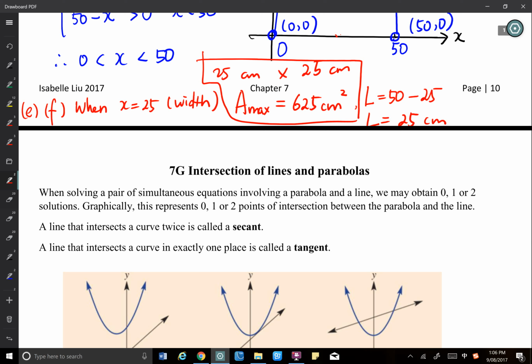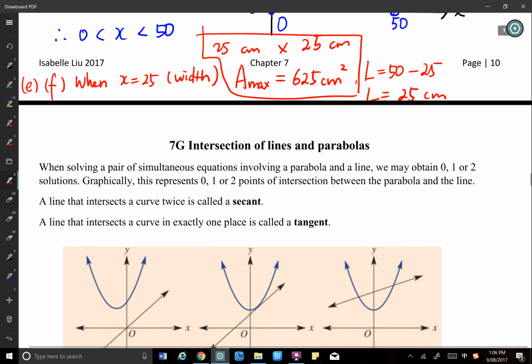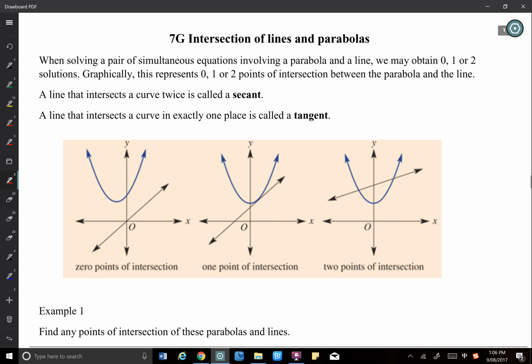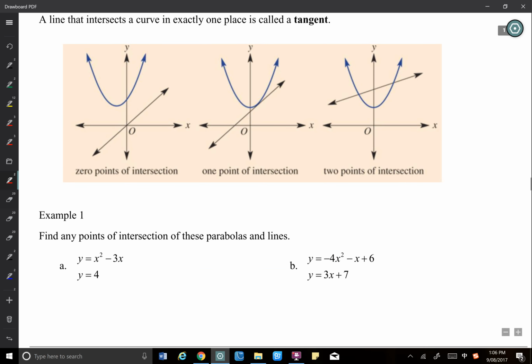You can just try some application questions from the textbook, and I think that will be enough for you. Okay, so I will stop here today, and tomorrow we'll finish 7G. No, we'll skip that. We'll leave that to next year's first topic, which will be this chapter.